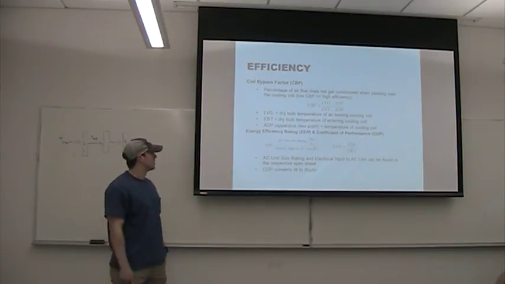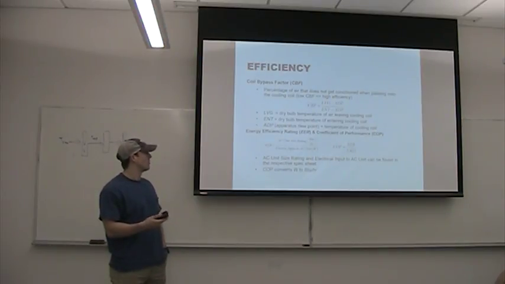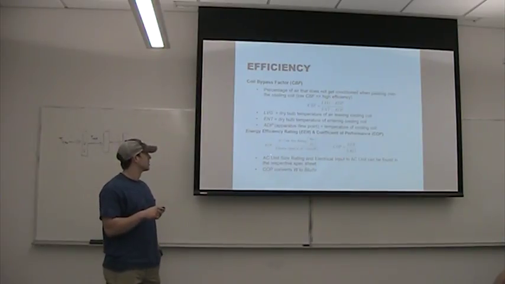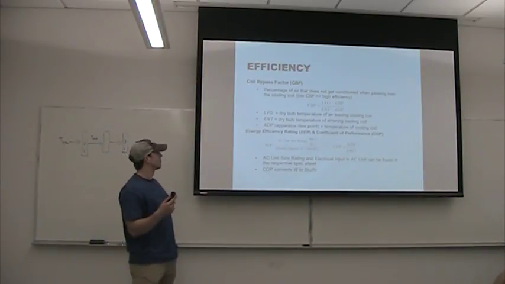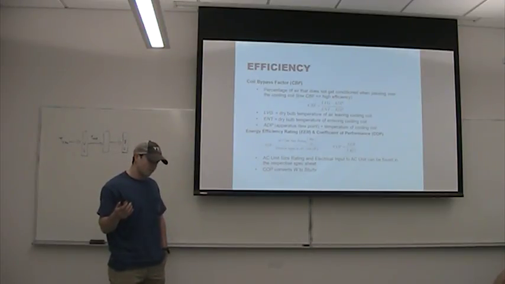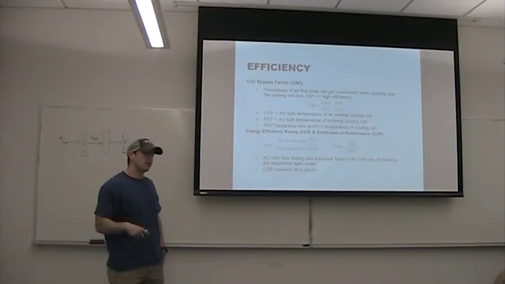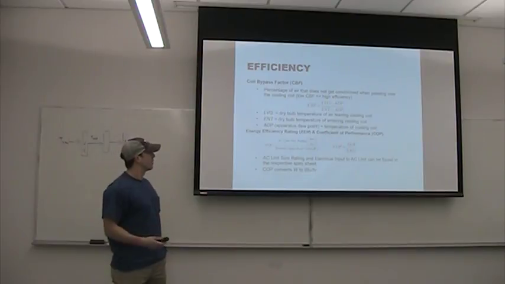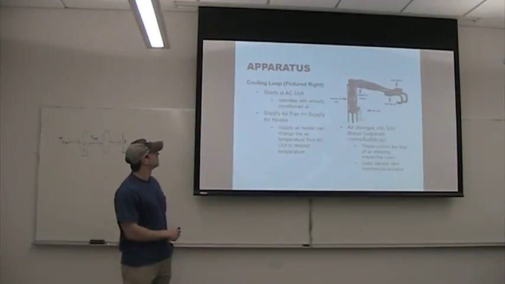Our next kind of efficiency is the energy efficiency rating and the coefficient of performance. These are similar in that the coefficient of performance pretty much converts this electrical input to BTUs per hour. What this says is it's comparing how much this AC can cool compared to how much power it takes.